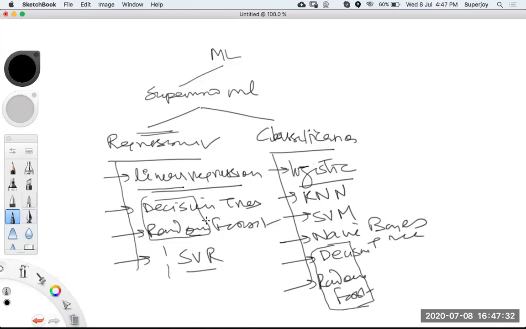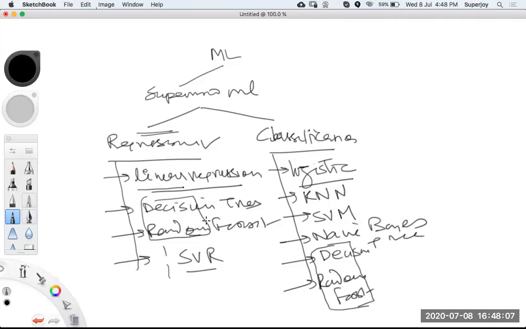Right now we are talking about the concepts around machine learning. We are defining machine learning. We are finding out what is supervised, what is unsupervised, what is regression, what is classification. We are now listing the algorithms that can be used for regression and for classification. For classification, we have logistic, KNN, SVM support vector machine, Naive Bayes, decision tree, random forest, and a couple more, right? I'm just listing a couple of them.